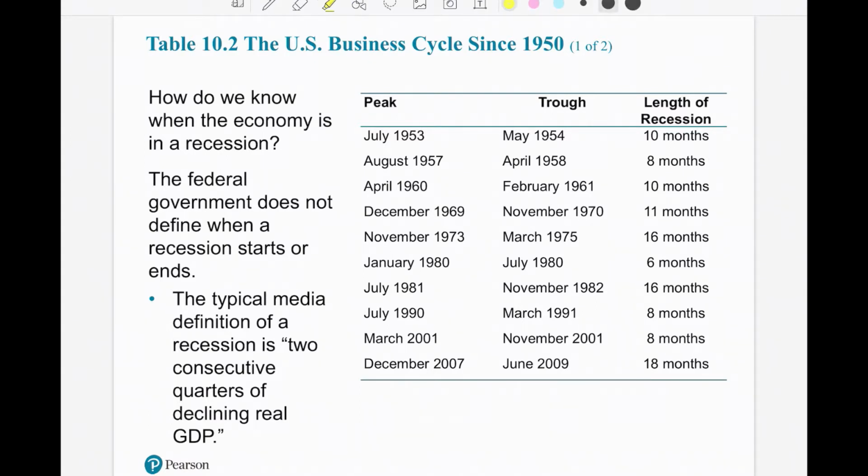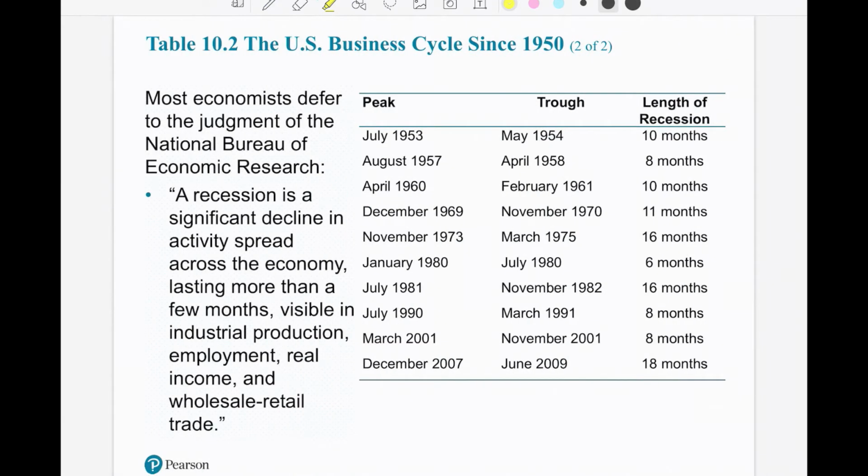Now, one of the basic definitions that we see utilized, the textbook refers to as this media definition of a recession, and that's 2 consecutive quarters of declining real GDP. So for 2 consecutive quarters, or for 6 months straight, there's a decrease in real GDP. Now, economists use this more elaborate definition. They define a recession as a significant decline in activity spread across the economy, lasting more than a few months, visible in industrial production, employment, real income, and wholesale retail trade.